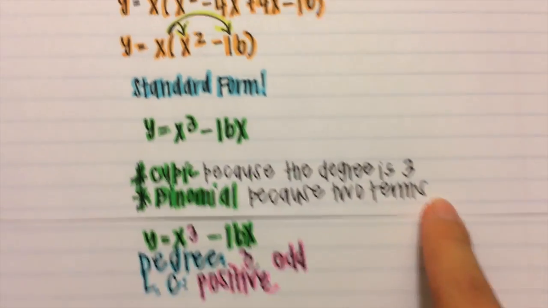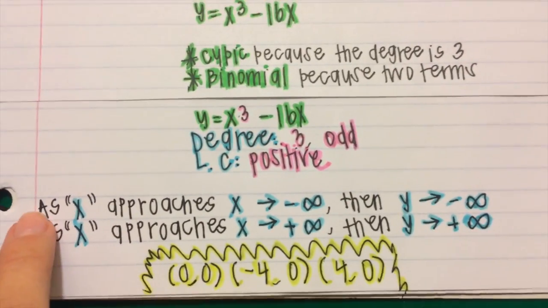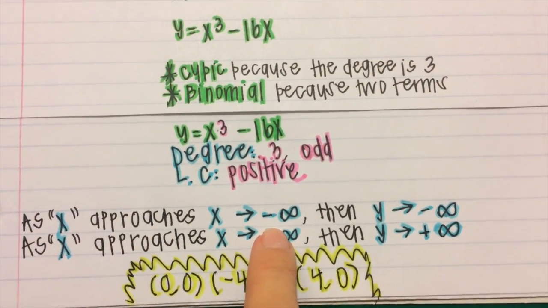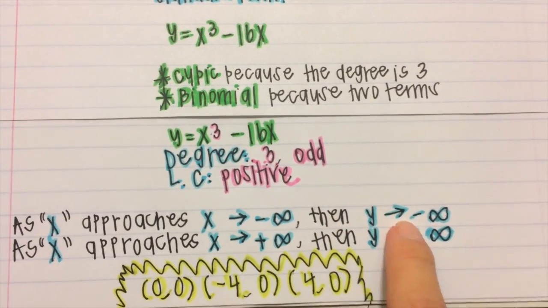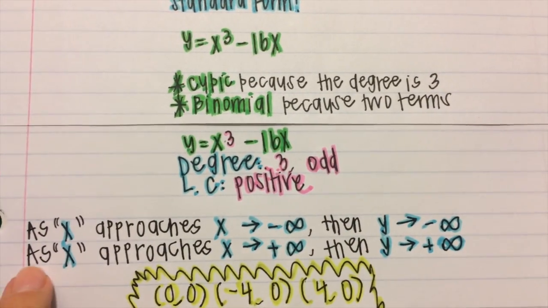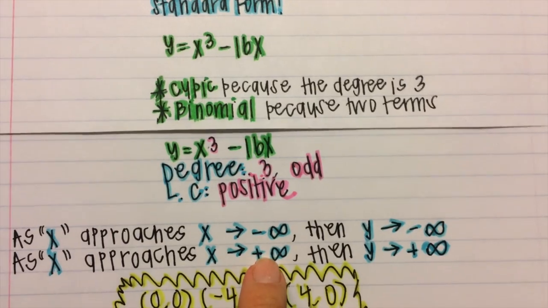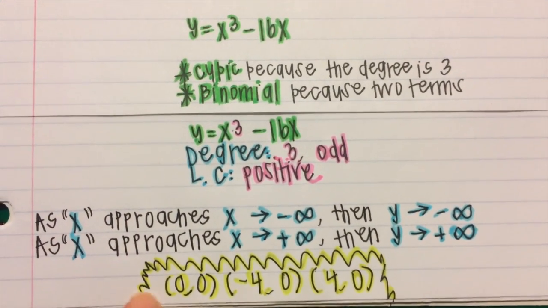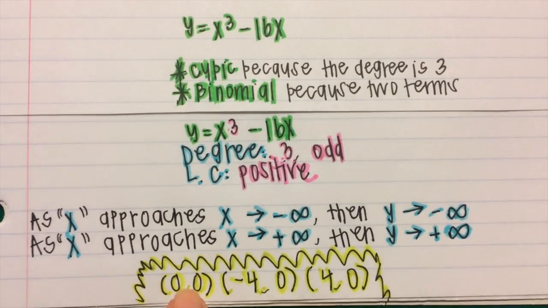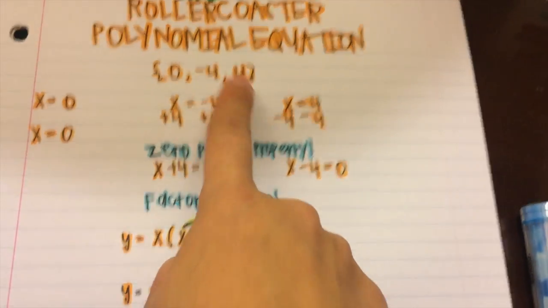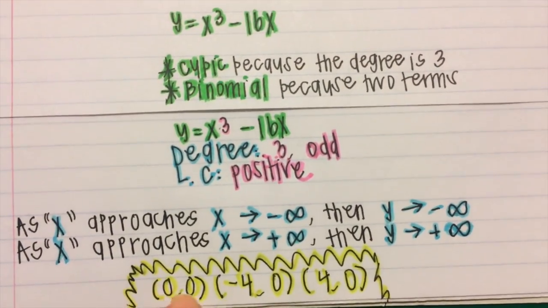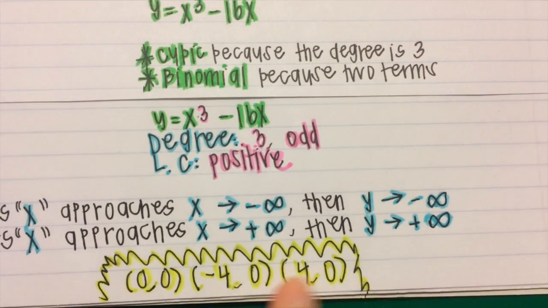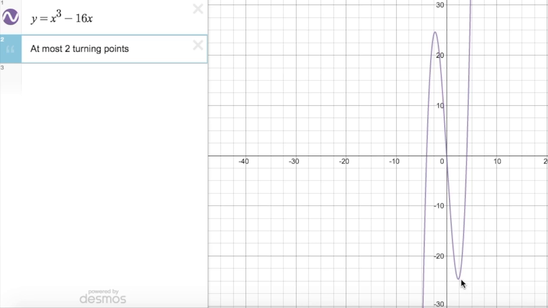To interpret the graph, you would say as the graph approaches negative infinity, then it goes down to negative infinity. As the graph approaches positive infinity, then it goes up to positive infinity. To identify the x-intercepts, you take your 3 solutions and put them in parentheses with 0 as the y value. To determine how many turning points there are, you look at the degree and subtract 1.